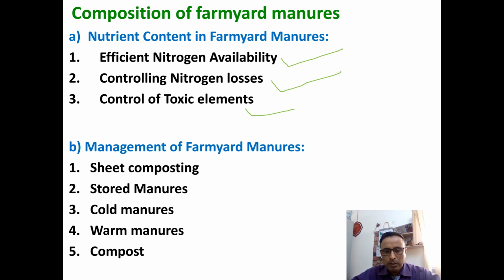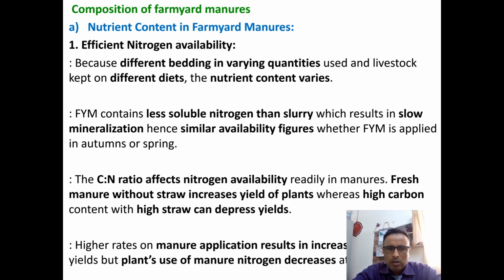Management of farmyard manure is done by basic methods like composting, cold and warm manures, and sheet composting, which is a very basic technique also called the no dig gardening technique, and how to preserve the manure for long-term use by the management of these farmyard manures. We will discuss that now.